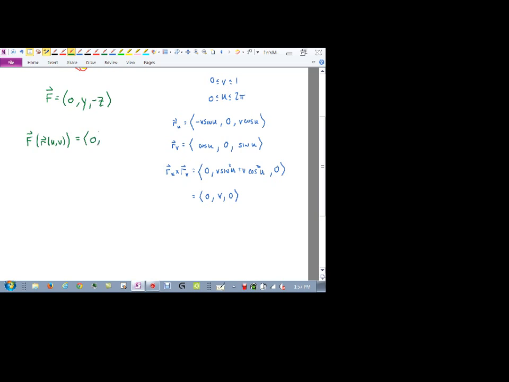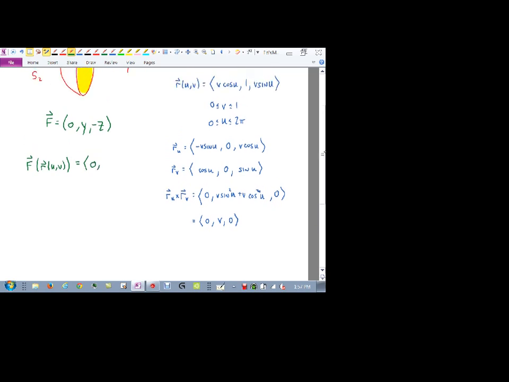0. So it's 0 because 0, right? It's the y coordinate of my parametric surface, which is what? 1, right? 1. And then what's negative z? Negative v sine u.